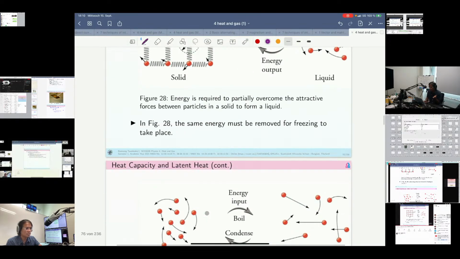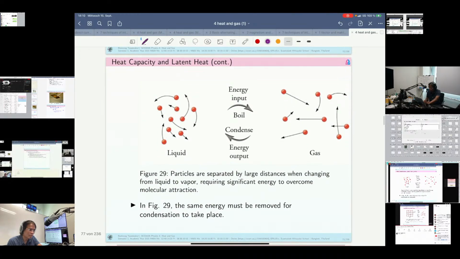Let's consider the next one. It's the liquid form, and if you want to get weaker attractive force, or more distance among several molecules, you have to put energy into the liquid. You will get this form, which is called gas, and it's called the boiling process. If you want to get the liquid from the gas, you have to take out the energy from the gas.